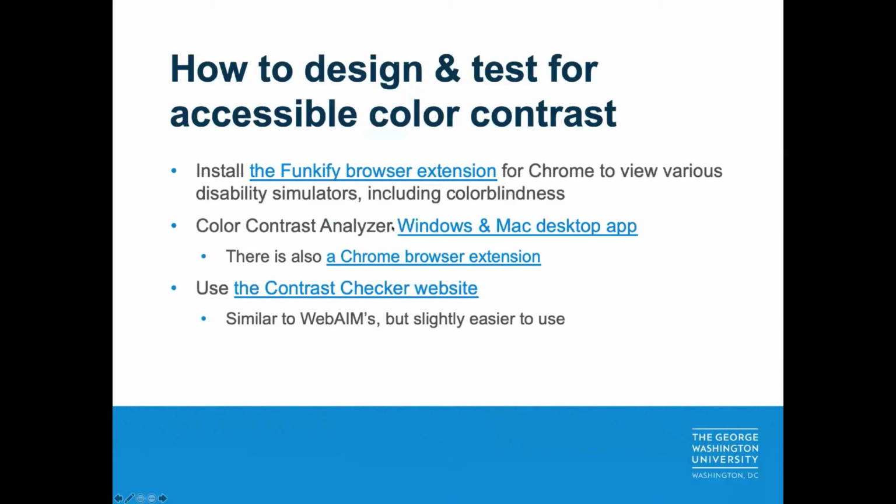So there's the Color Contrast Analyzer. There is a Windows and Mac desktop app, and there's also a Chrome browser extension. You can use them to, again, test between different colors to see if you're meeting accessibility requirements. And then the Contrast Checker website, it's similar to the tool we're going to look at, which is WebAIM's, but I think it's slightly easier to use.